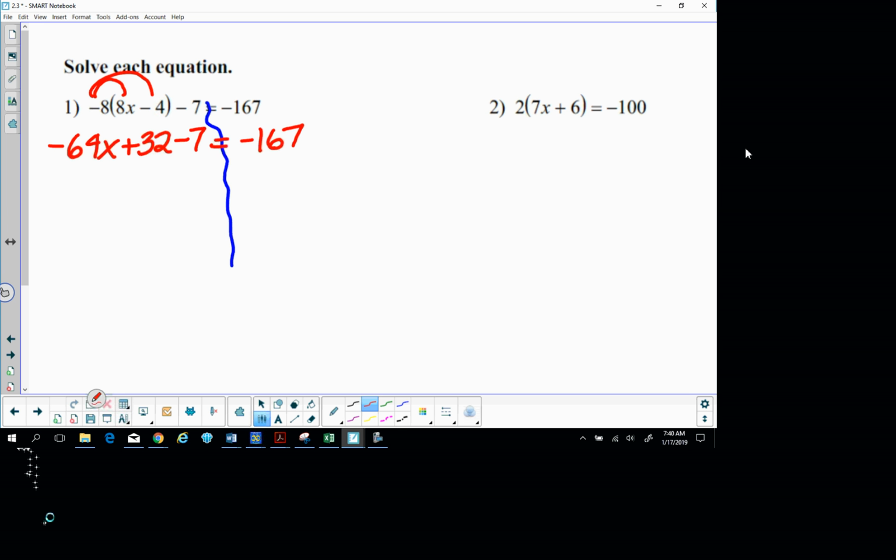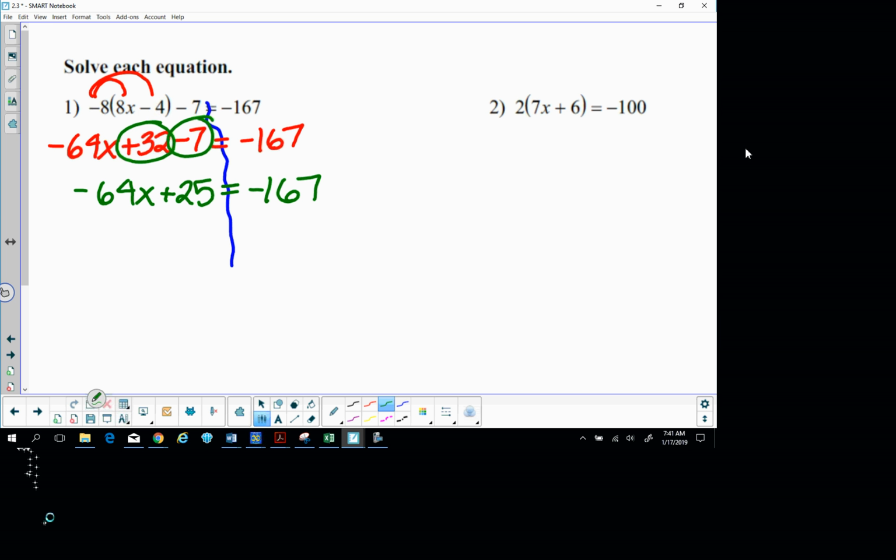Next, I'm going to combine like terms. Are there any other x's here that I can combine on this side of the river? Nope. What about the constants? Which ones? 32 minus 7, or plus negative 7. What do you end up getting? What is 32 minus 7? 25. So now I'm going to rewrite it. Negative 64x plus 25 equals negative 167.